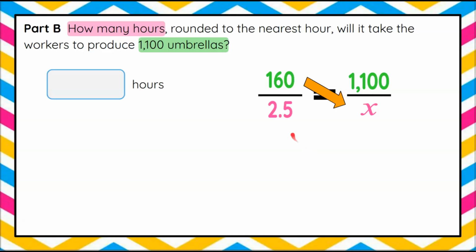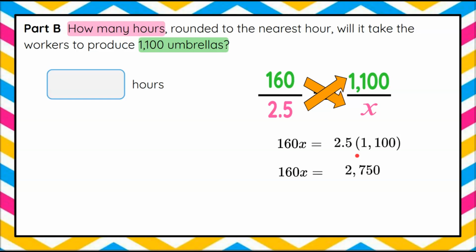Remember, order doesn't matter. I could have gone from the denominator to the numerator, or I could start with the numerator to the denominator. So that's 160x. Now we're going to do 2.5 times 1,100. 160x will stay. 2.5 times 1,100 is 2,750. To solve for x, I'm going to divide by 160. What I do to one side, I must do to the other. 160 divided by 160 is 1, leaving me x.